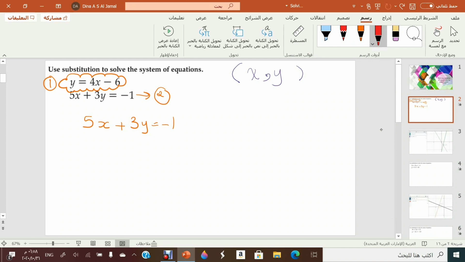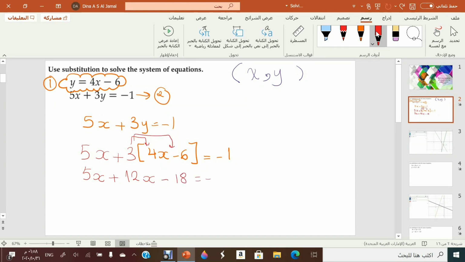We have y alone. So let's write 5. Do I have x alone? No, just put it as it is, plus 3. Do I have y alone? Yes, that means open brackets and put in this equation, replacing y with 4x minus 6, equal to minus 1. Now all you need to do is simplify: 5x plus, by the distributive property, 12x, another distributive property, minus 18 equals minus 1.